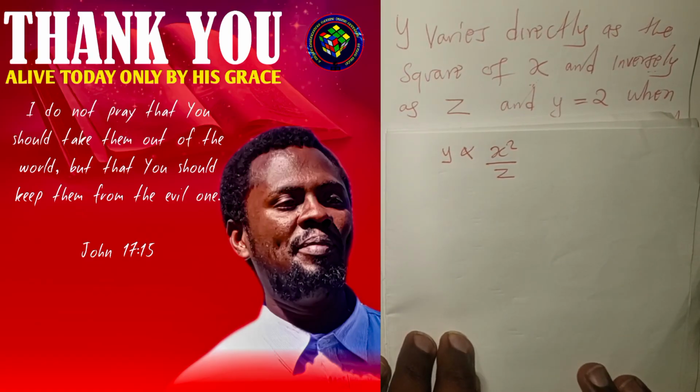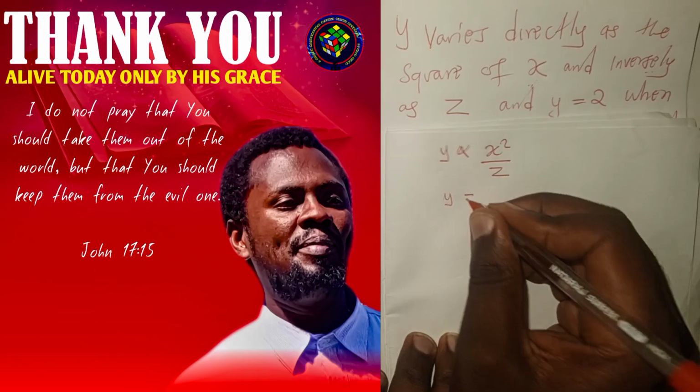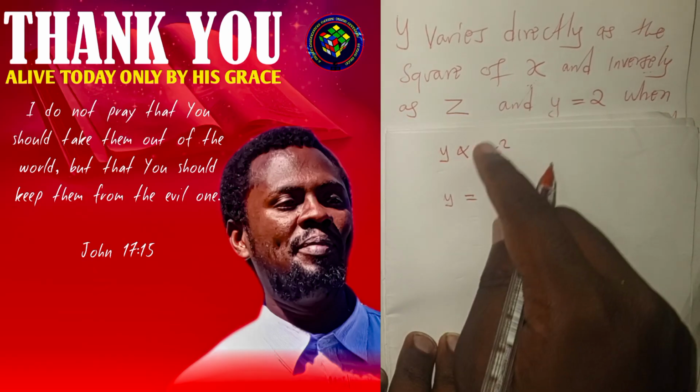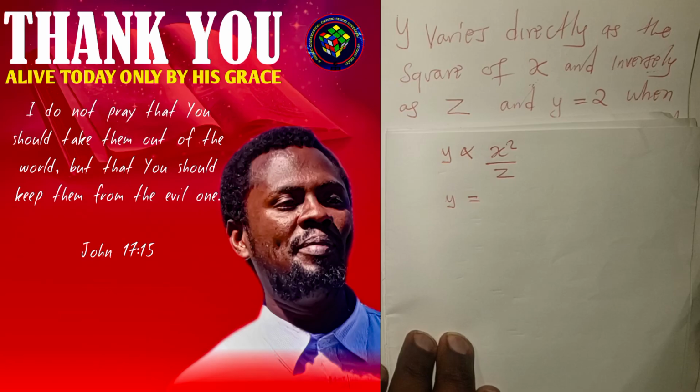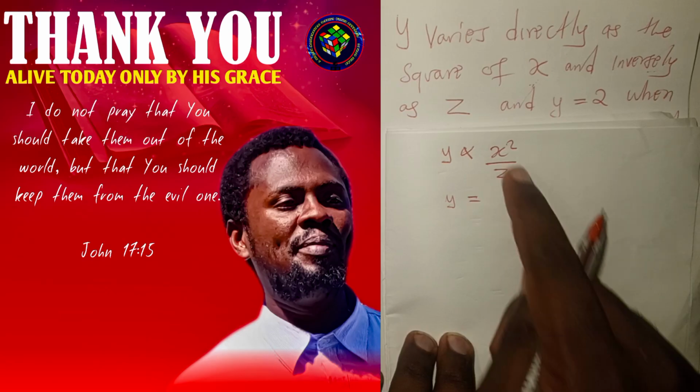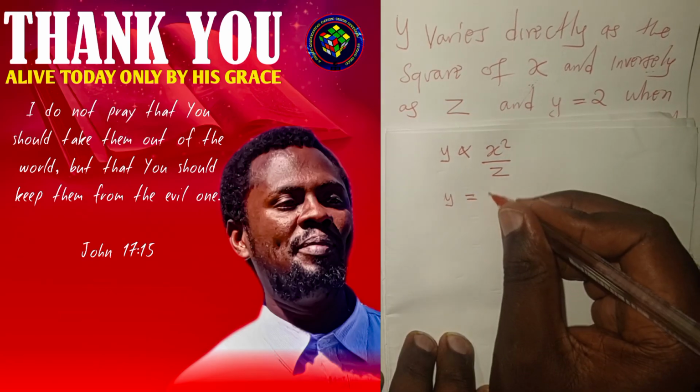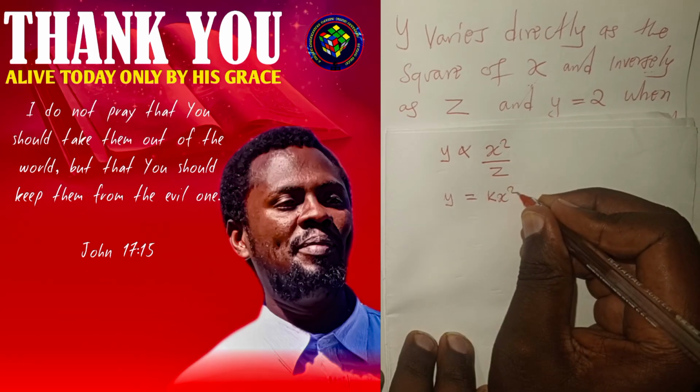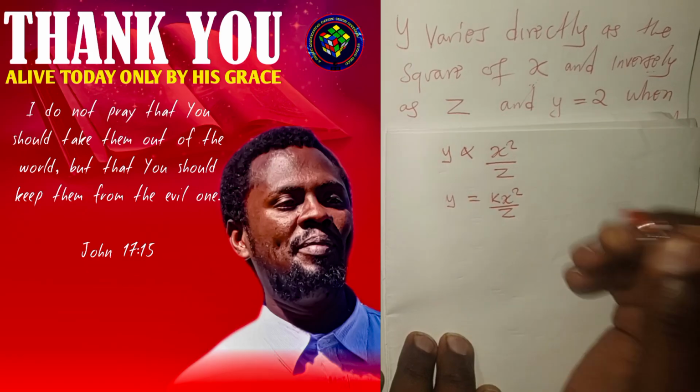Okay, the next step is to make an equation. If you put an equal sign here, it means this side you multiply by k. So it will be k multiplied by x squared over z. You get k x squared over z.